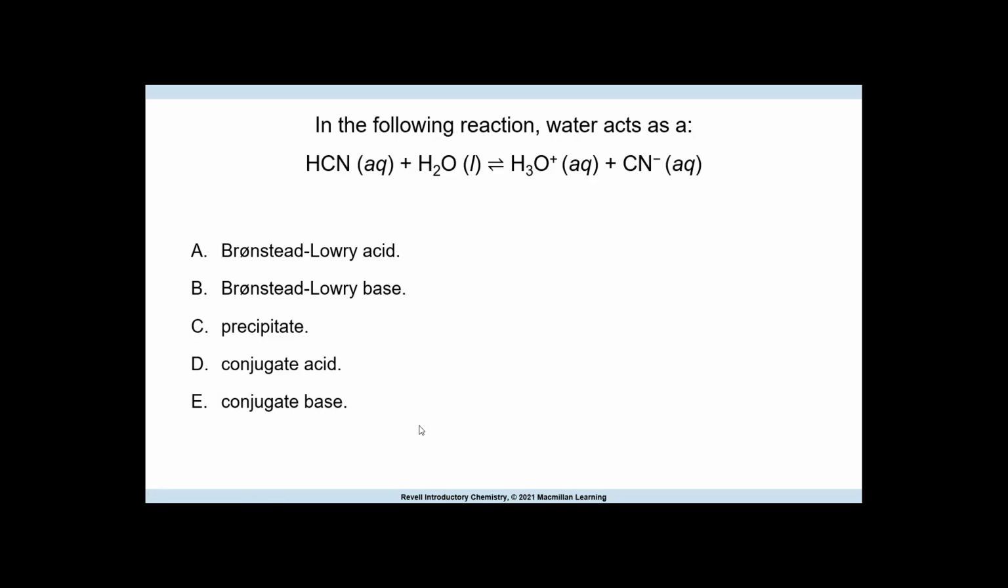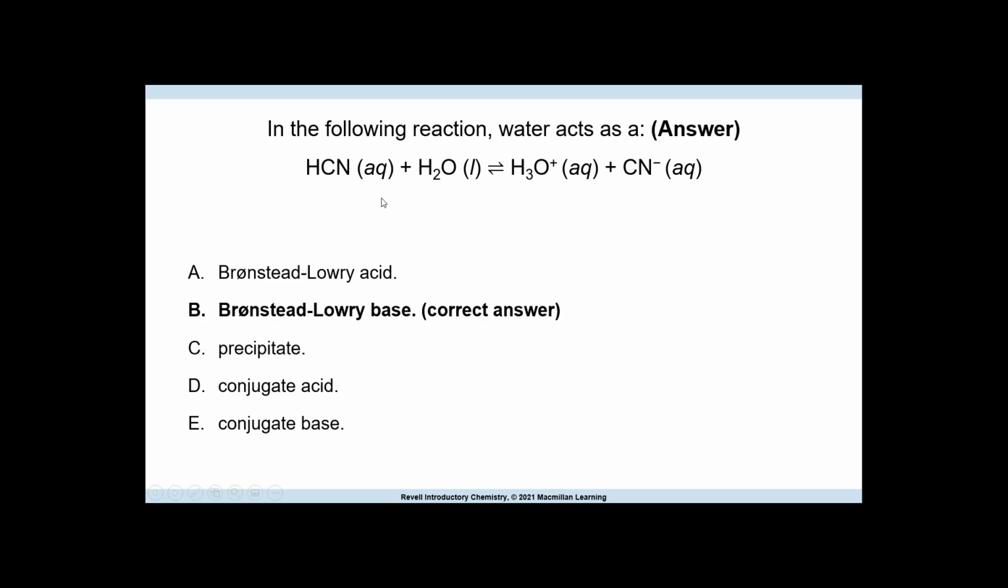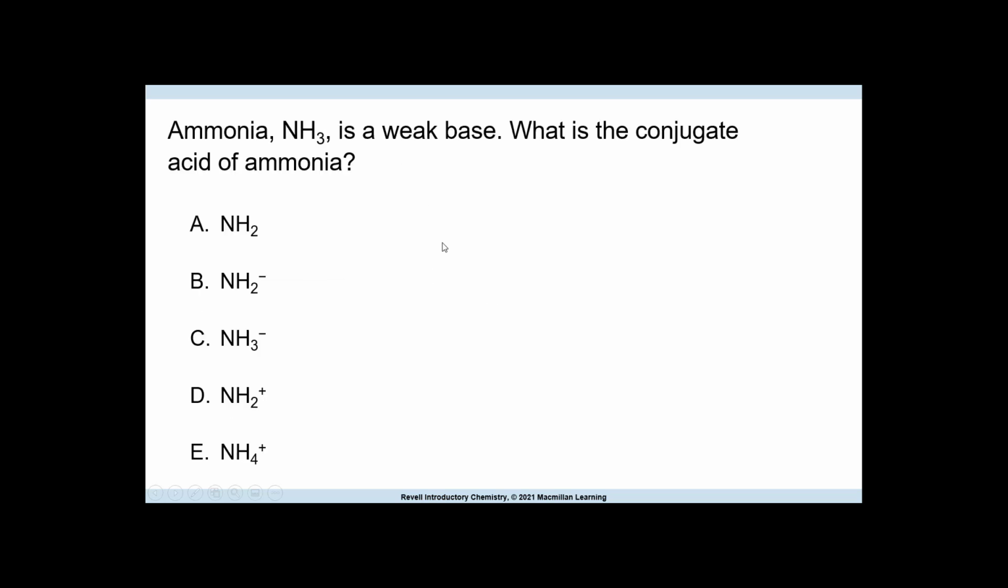In the following reaction, water acts as a, let's follow it. Here we have HCN. So let's see what happens. We can have CN minus here. So that means that this is the acid. This has to be the base. So it is a Bronsted-Lowry base because it is a proton acceptor.